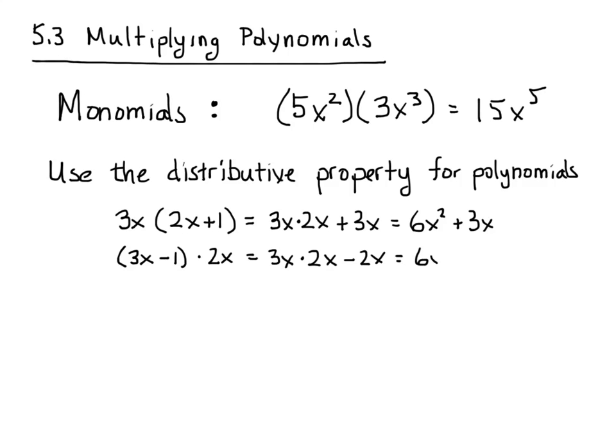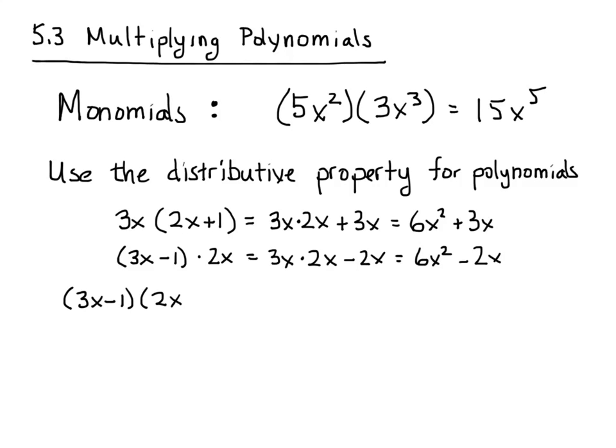So if you have something that's on the right side, you get the same kind of deal where you say, all right, I'm going to take this 2x, and then I'm going to multiply it by the 3x, and then I'm going to multiply it by the negative 1. And so when I simplify it, I get that.